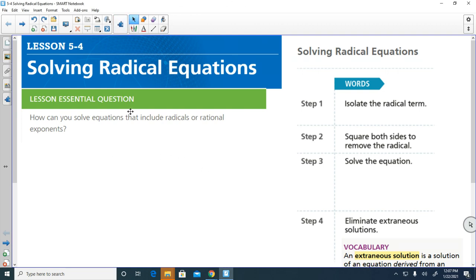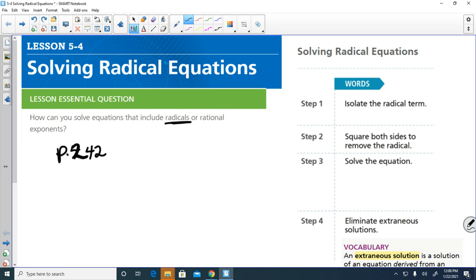Today we are going to be working on lesson 5-4, how to solve radical equations. If you're following along in your workbook, it's on page 242. So if you look on page 242, that's where we are going to be taking notes today. Our essential question for this lesson is how can you solve equations that include radicals or rational exponents?